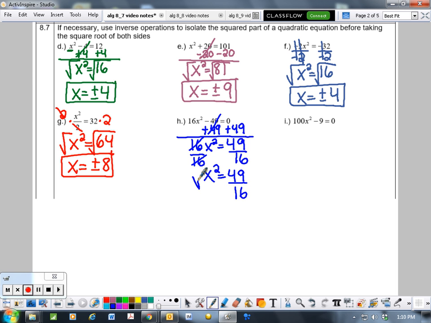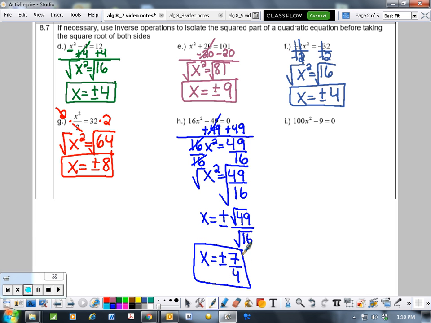And then I square root both sides. Now when I'm square rooting, I'm going to have a plus or minus, and I'm allowed to break this up: square root of 49 over square root of 16. We can break up over division or multiplication, not addition or subtraction. So this really becomes x equals plus or minus 7 over 4. And that's our answer. So we can still get those fractional answers by using our algebra.